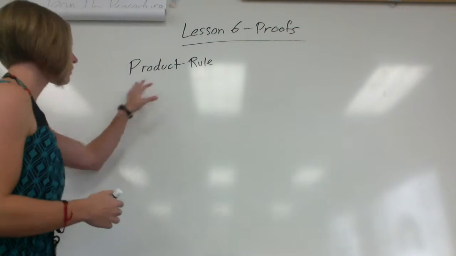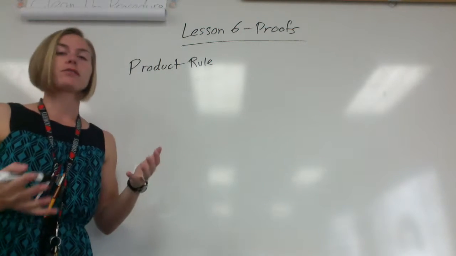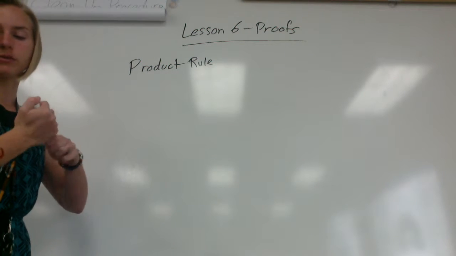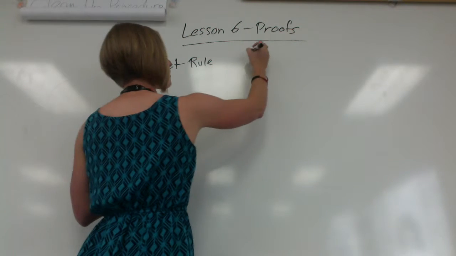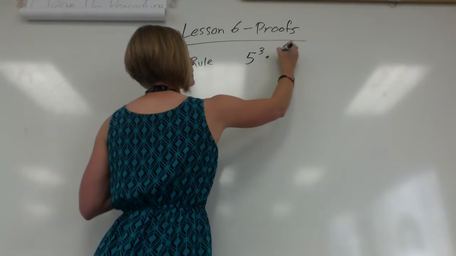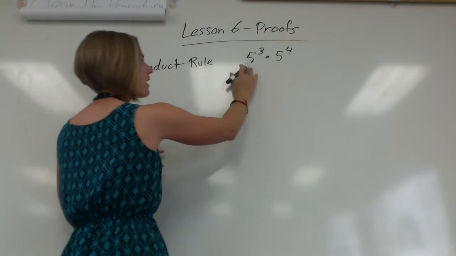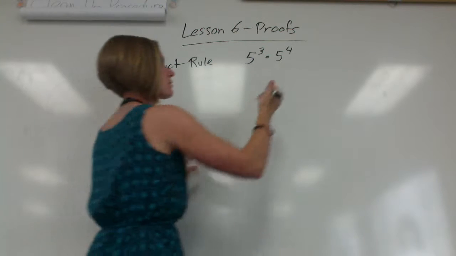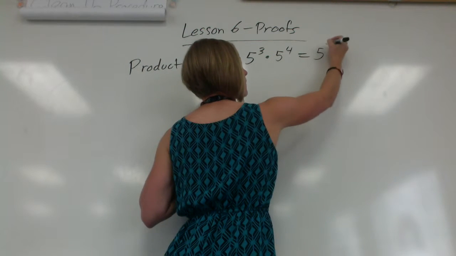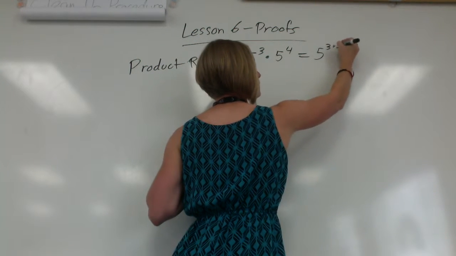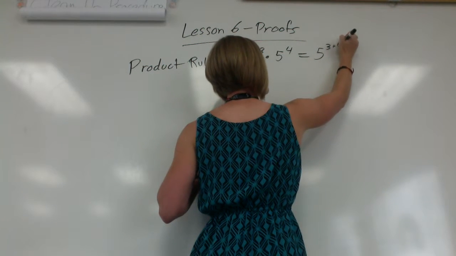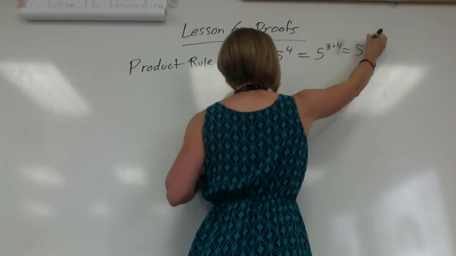Okay, so let's go back over the proof for the product rule. Essentially, why does it work? Now we remember that the product rule says that if we have two numbers with exponents being multiplied, we're going to add the exponents. So this would look like 5 to the 3 plus 4, which equals 7.